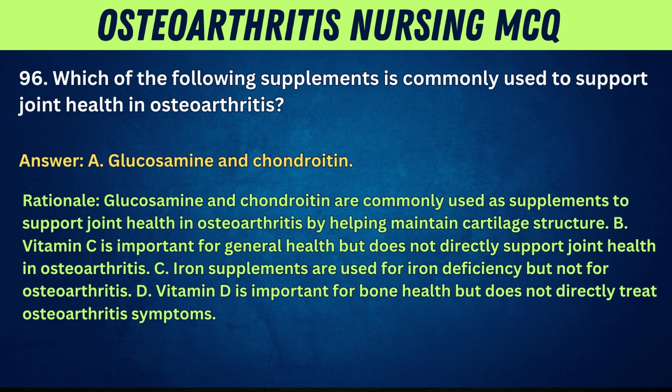maintain cartilage structure. B. Vitamin C is important for general health, but does not directly support joint health in osteoarthritis. C. Iron supplements are used for iron deficiency, but not for osteoarthritis. D. Vitamin D is important for bone health, but does not directly treat osteoarthritis symptoms.